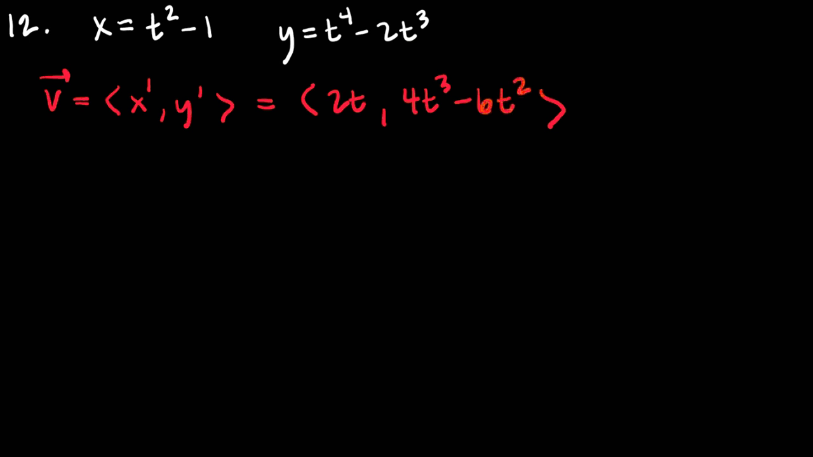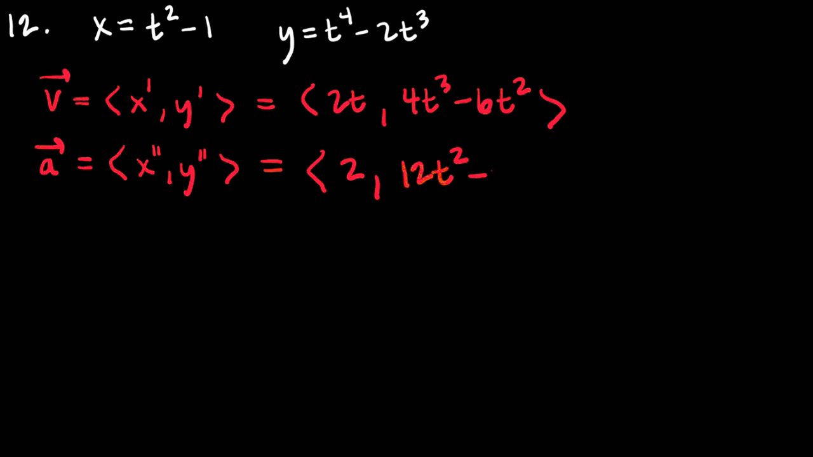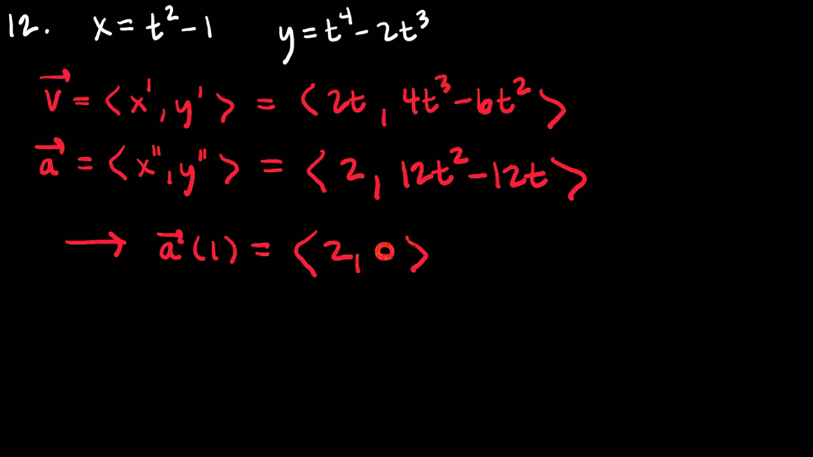Okay. And then what else? Oh, yeah, I need the acceleration vector, that's what I wanted: the acceleration vector at time t equals 1. Let's get that by taking the derivative again, which I think y'all are probably okay with. It's going to be the vector 2 and 12t squared minus 12t, indicating that at t equals 1, the acceleration vector is equal to 2 and 0. That's something we can do.